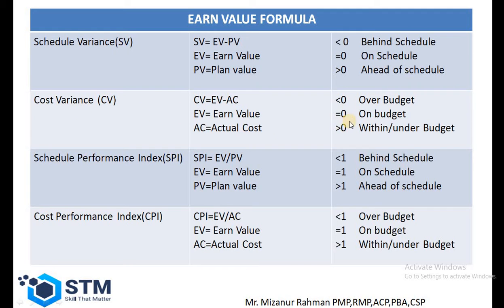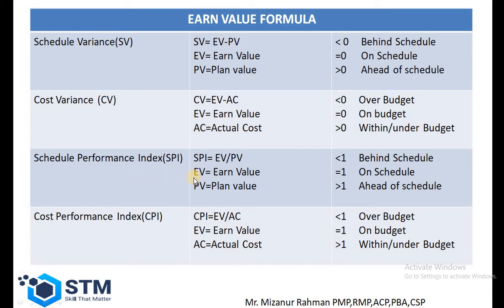If the value of the cost variance is less than 0, that means we are over budget. That means we are spending more than our expectation. If the cost variance is equal to 0, that means we are on budget. If the value of the cost variance is greater than 0, that means within budget or under budget.